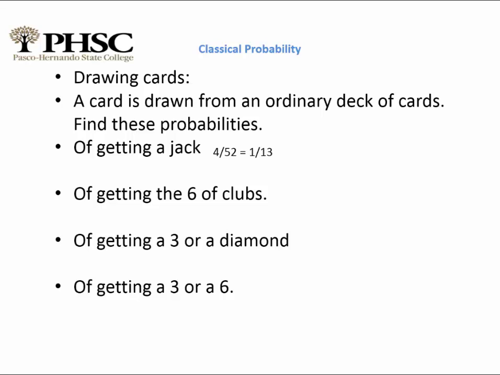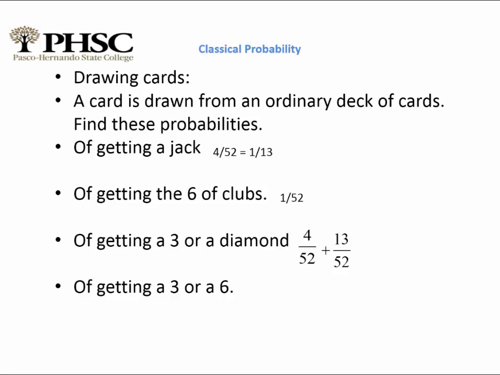How about the 6 of clubs? Well, there's only one 6 of clubs, so it's 1 out of 52. How about getting a 3 or a diamond? Well, let's go step by step. How many 3s are there? There are 4 3s, so the probability of getting a 3 would be 4 out of 52. And then how many diamonds are there? There are 13, so 13 out of 52.